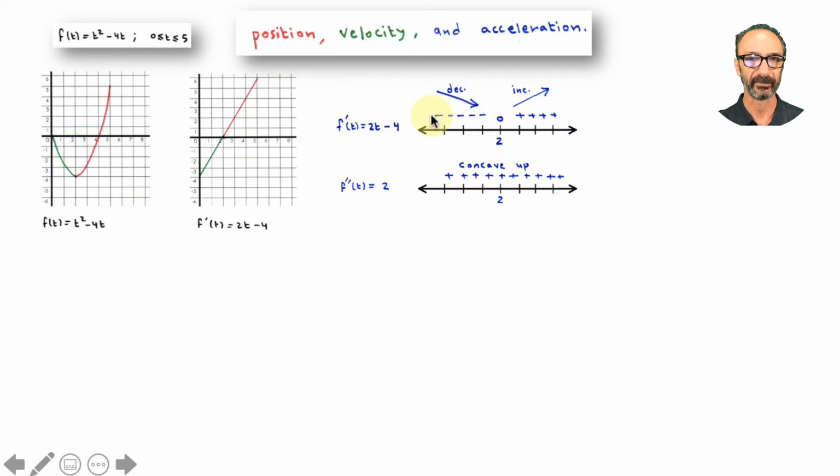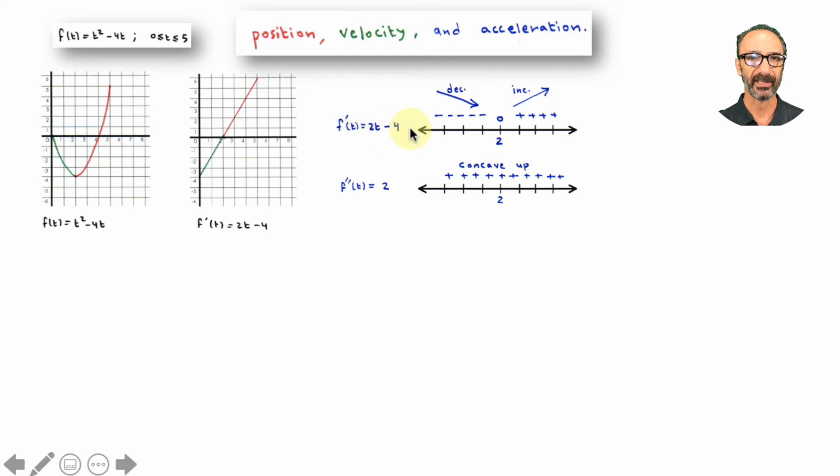That's the negative. On the right side, I could pick 3 or 4 or 5. For convenience, I'm going to pick 5. 2 times 5, 10. 10 minus 4 is positive 6. So everything here should be positive. So the graph should be above the x-axis. That's one of the benefits of graphing a line for the signs of f prime.